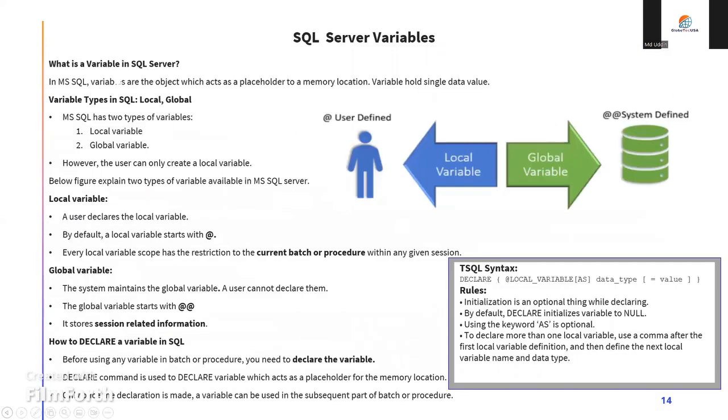So tell me how many ways we can declare the variables. Two ways. Two ways, user and system. Therefore, local and global variables.